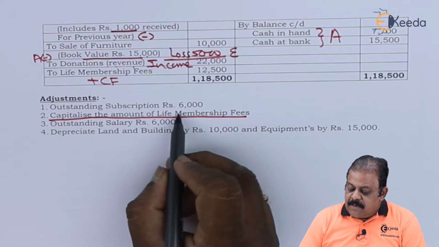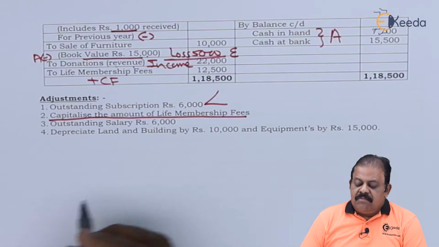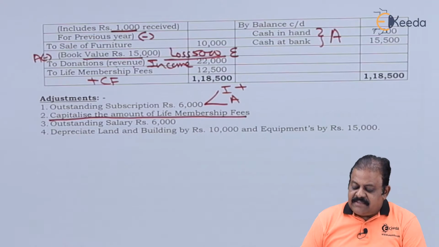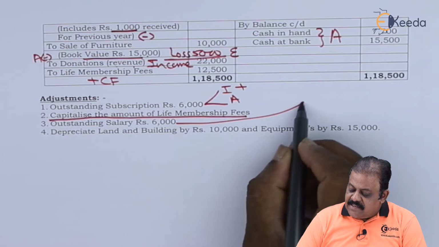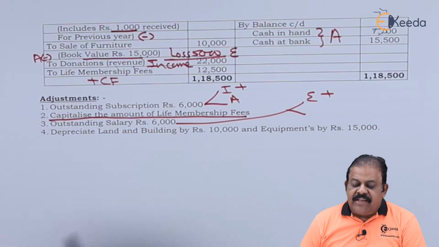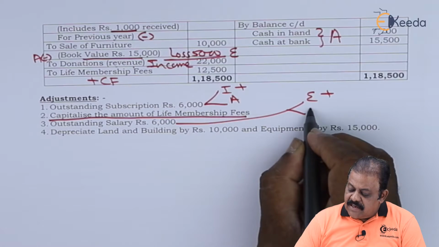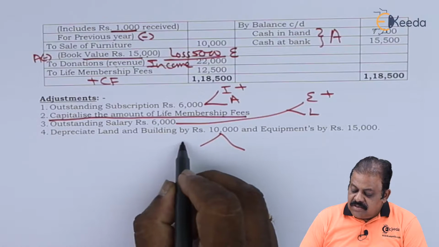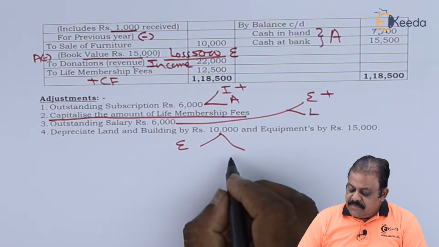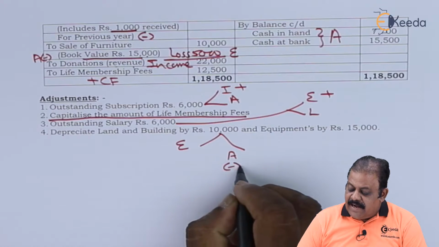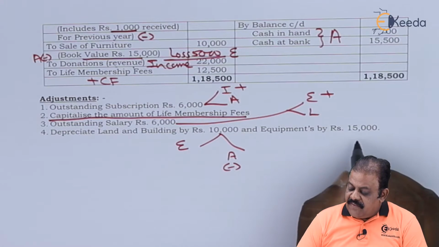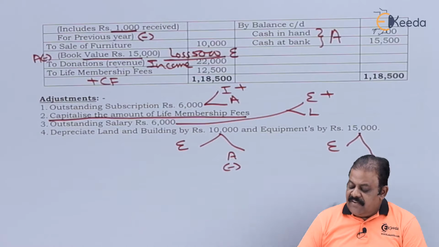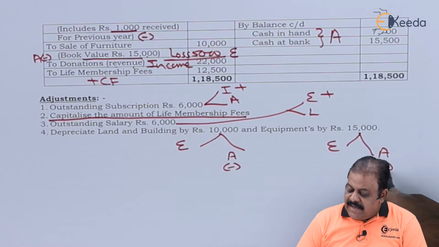Adjustment number 1, outstanding subscription 6,000. One effect, it will be added to income. Second effect, asset. Outstanding salary 6,000 will be added on expenditure side. Second effect, liabilities. Depreciate land and building 10,000, this will be recorded as expenditure and deducted on asset side from land and building. Equipment 15,000 will be recorded as expenditure. Second effect, it will be deducted from asset.